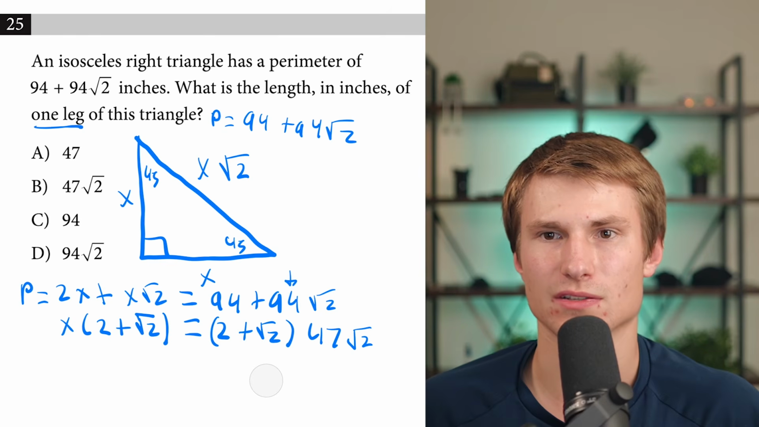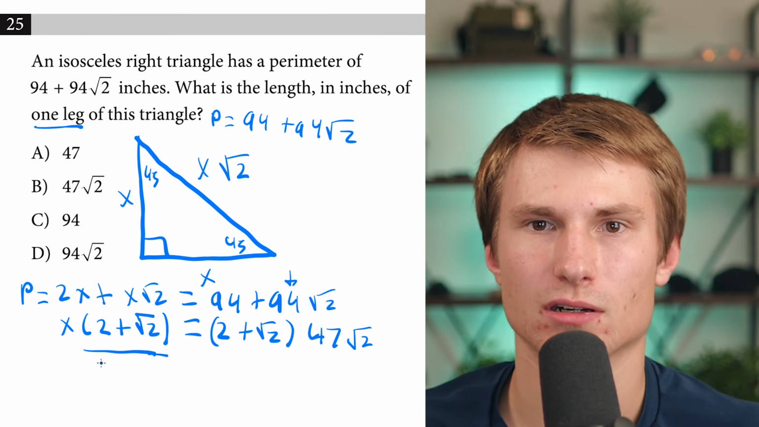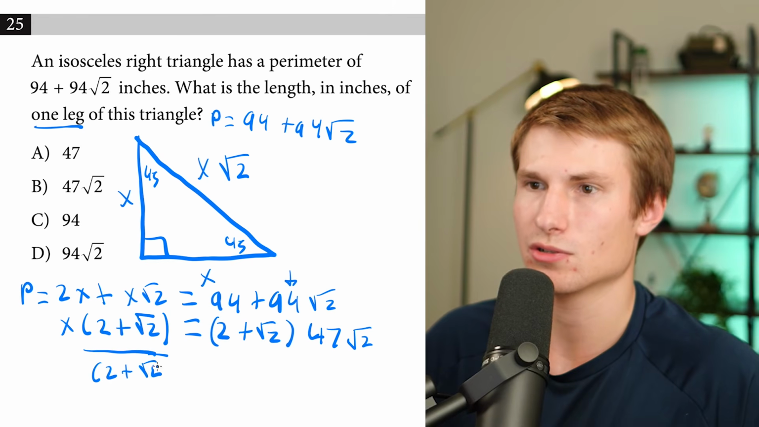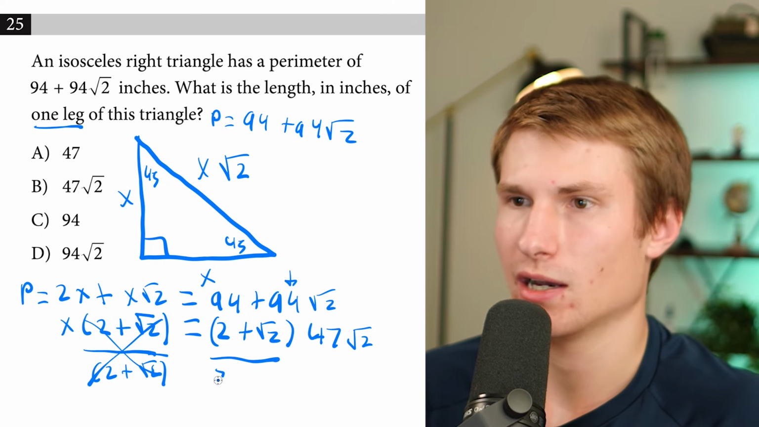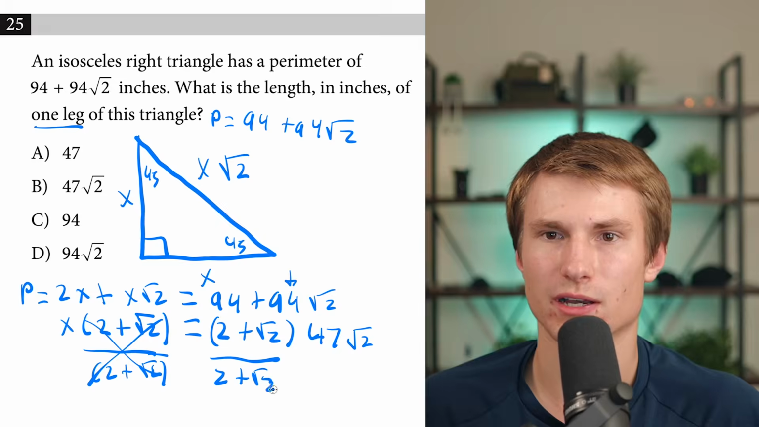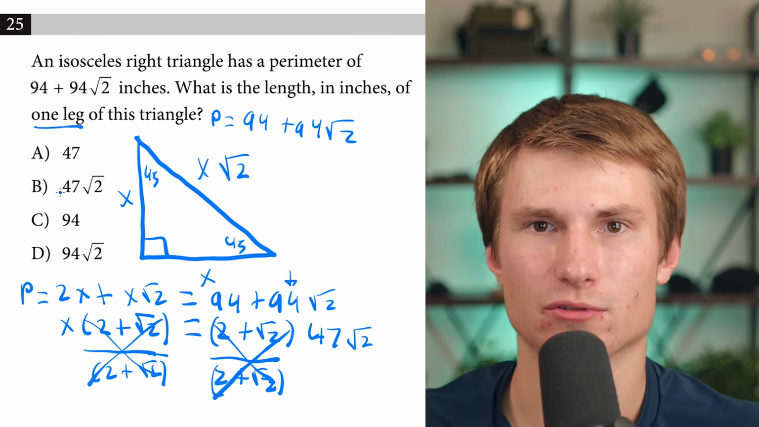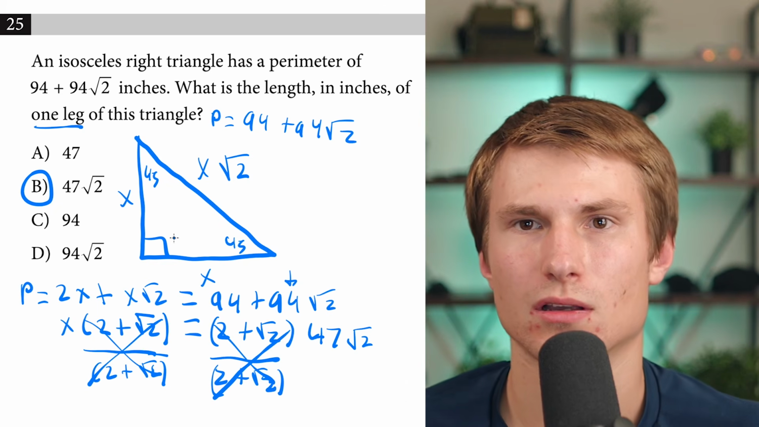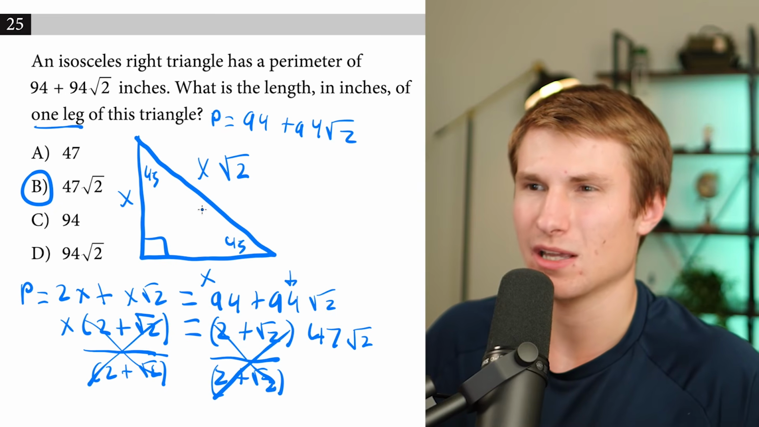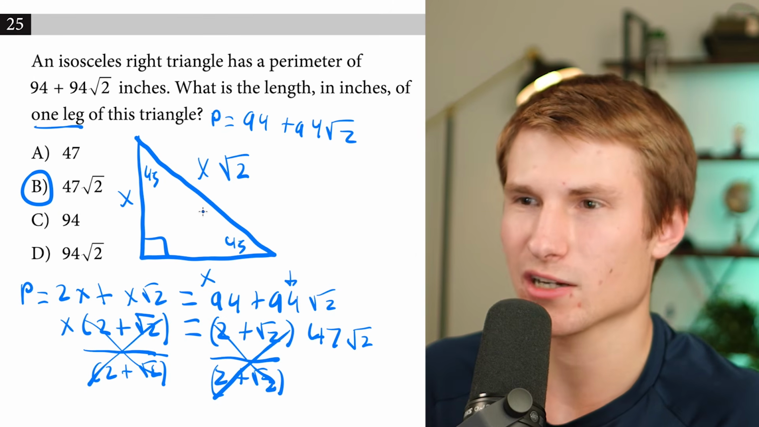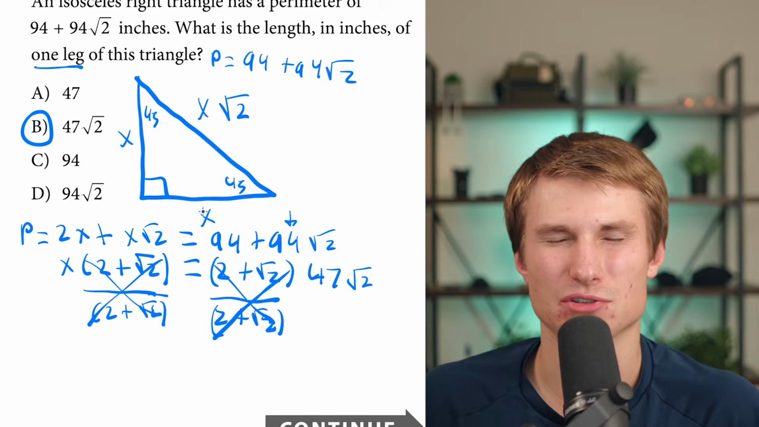Now we've factored this and we've got the same factor. So let's divide both of them by this factor of 2 plus root 2. Now we've isolated x, and x is equal to 47 root 2, so our answer there would be B. That is how you would solve this triangles question. This one's a little bit complicated, but it's really just a matter of factoring. The factoring is a little bit tough, but overall, not too bad.